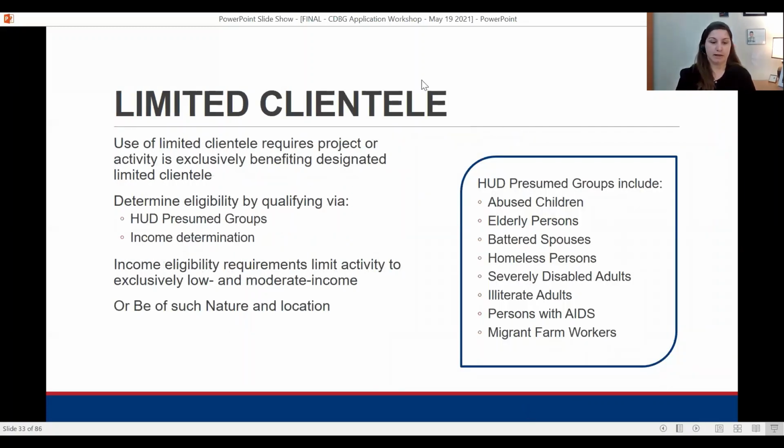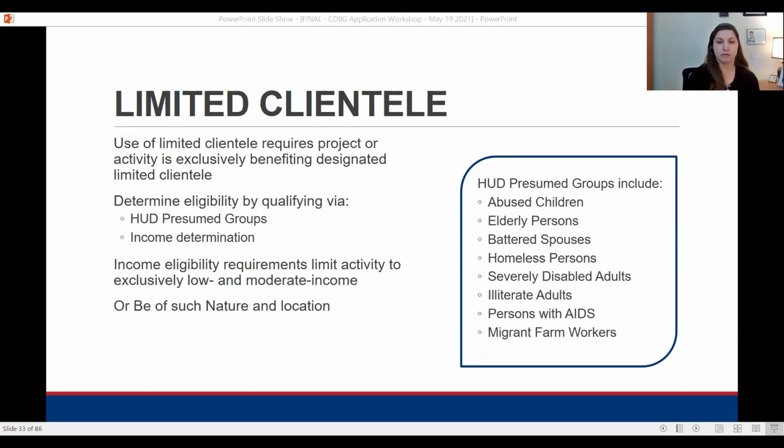And then the last category for the national objectives is limited clientele. Under limited clientele, the activity must benefit a specific group where at least 51% of the individuals are low to moderate income. This is determined by qualifying under one of a couple different tests that they have.